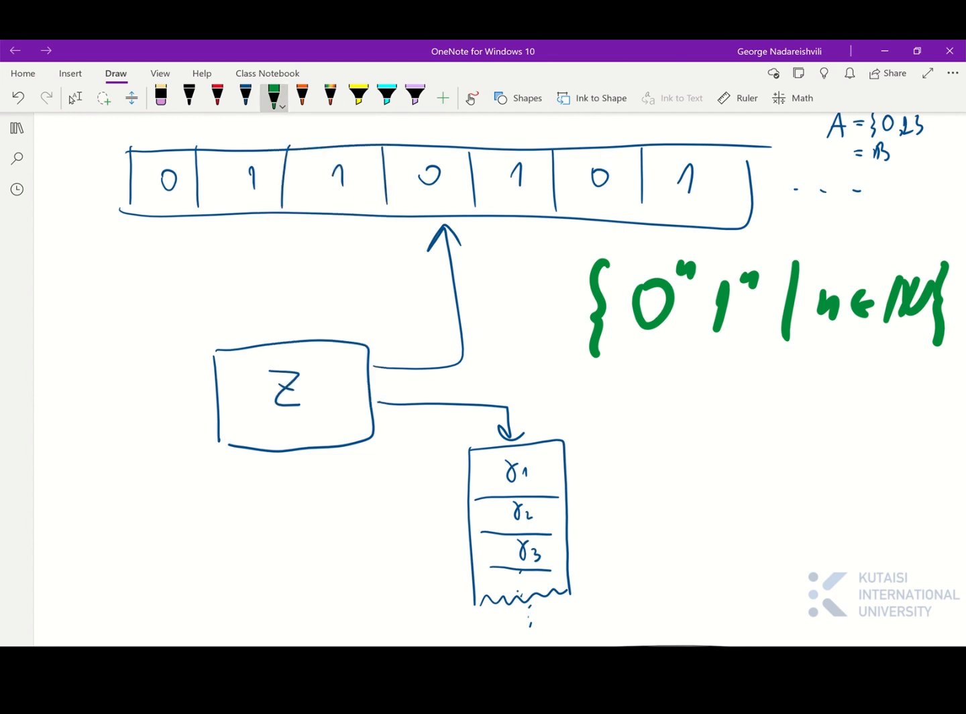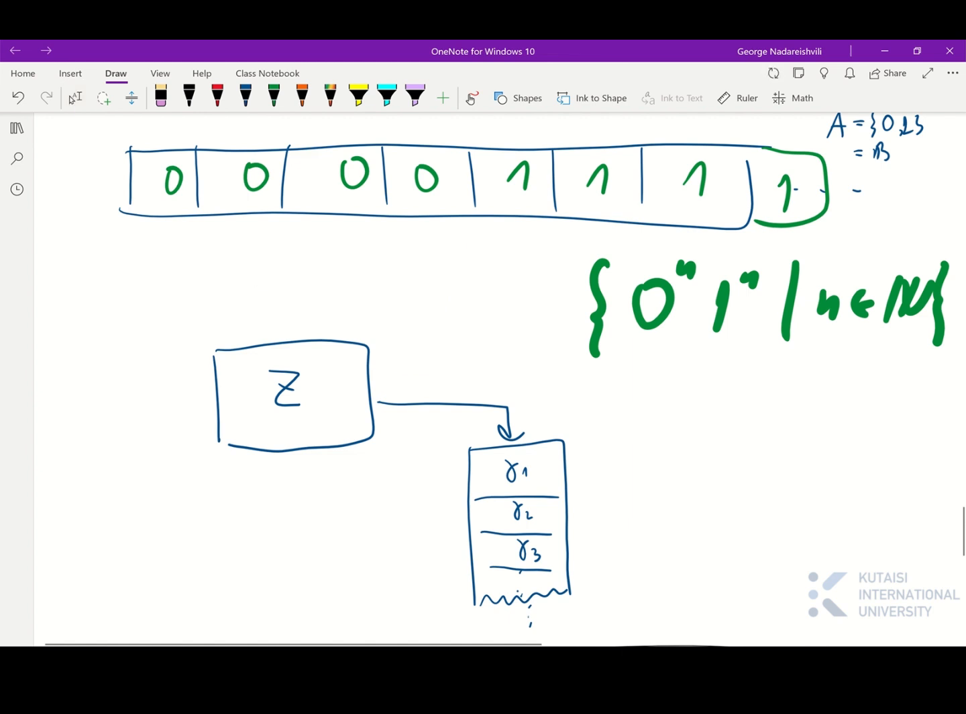I will just tell you right away how to build, intuitively, the pushdown automaton for this. So let's say the input is 0, 0, 0, 0, 1, 1, 1, 1. This should be accepted. How will this machine work? It will start here. And if it sees 0, I will also tell you what these things are.